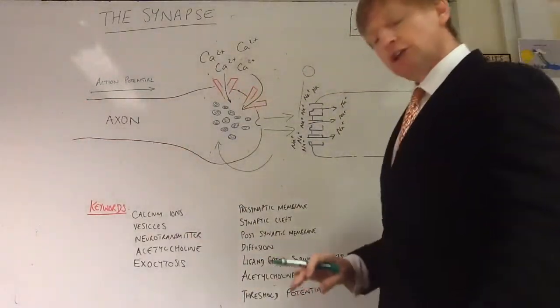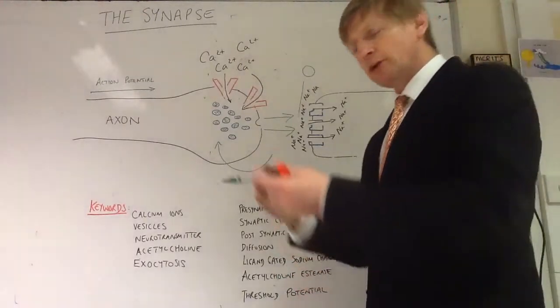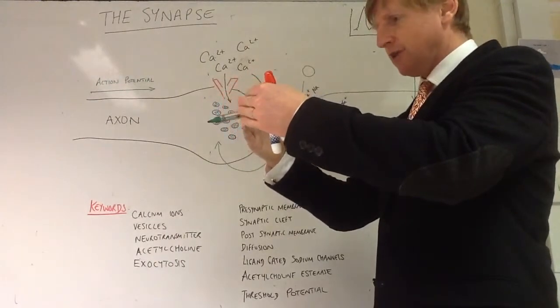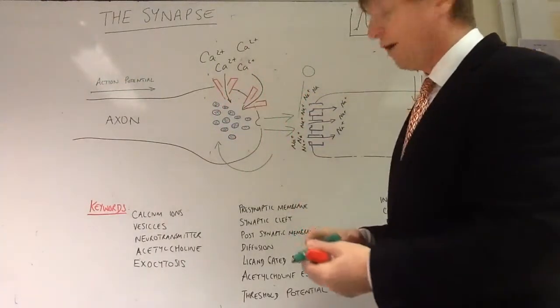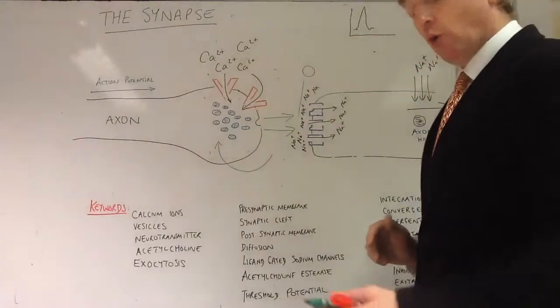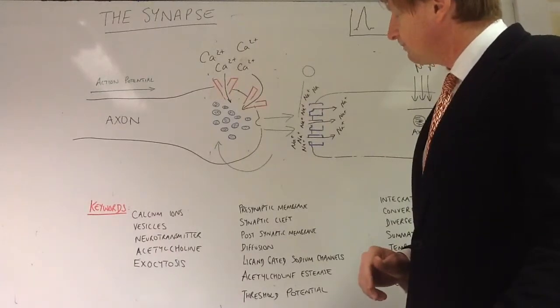So synapses, if you like, are a bit like the valves on a vein, which only allow movement forwards. And if there's any backflow, they shut, and the heart as well. And so they only allow movement forwards. That's one clear importance of the synapse.